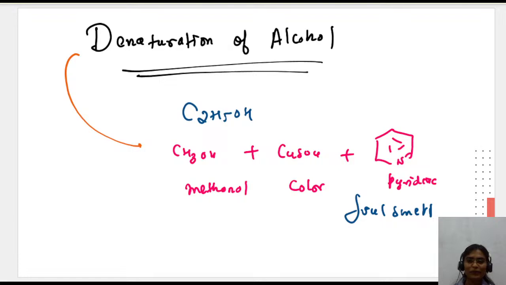So that's it. Addition of methanol makes it poisonous. Pyridine gives the foul smell. Copper sulfate gives the intense blue color for identification. Yes, very good, Shiva. So Shiva already knows everything. That's all for denaturation. Let me just check if any topic is left. Done. So now, answer a question.